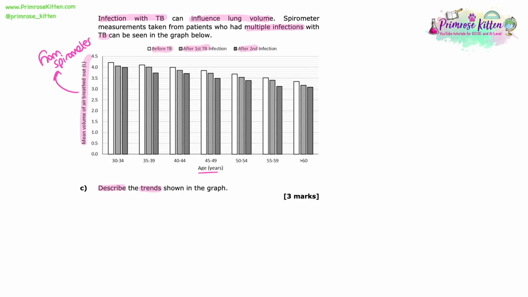So it wants us to describe the trends shown in the graph. So trends just means patterns. So what patterns can you see in the data? And it's just a describe question, so we're not trying to explain the differences we can see, just saying what we can see in terms of the differences in the patterns. So the main one is that there's consistency across all the age groups where between before TB and after the second infection, the more infections you have, clearly, it decreases the lung volume.